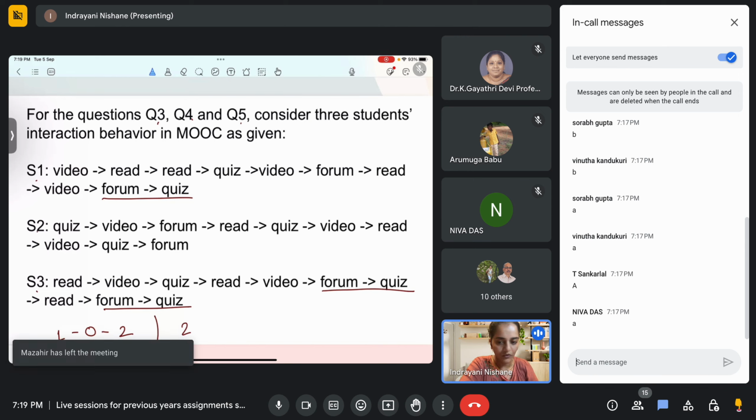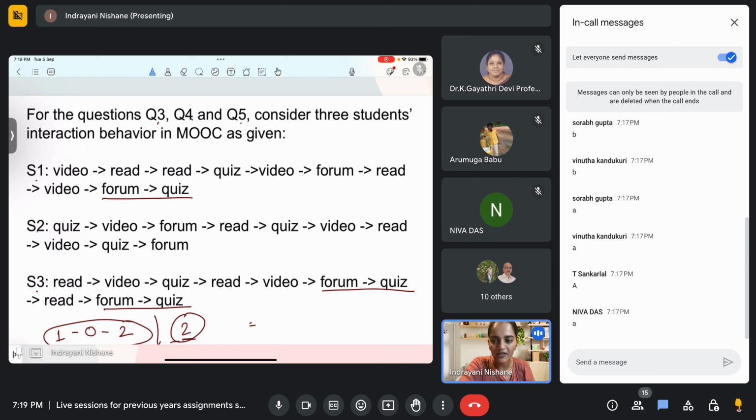So S support is, what should we consider for calculating S support, this or this? The set of numbers, or the total number of students for which this is observed? Let us call this option A and this option B. You can type in the chat box what we should consider. Yes, total number of students. So option B: total number of students divided by how many students there are in total.